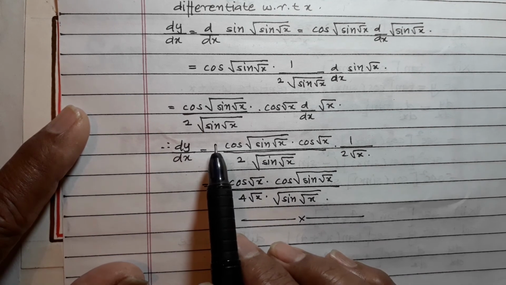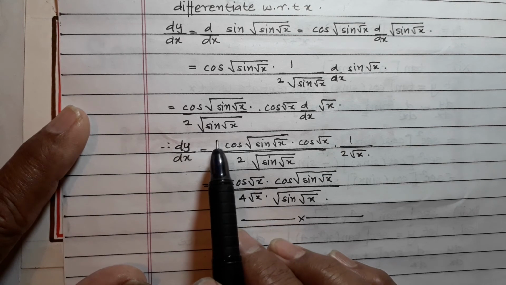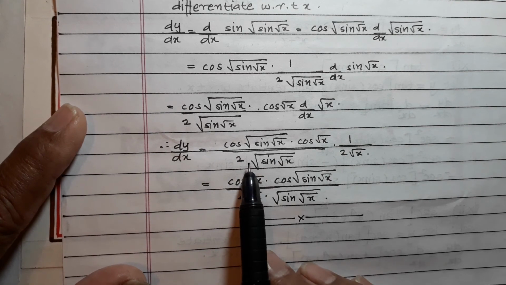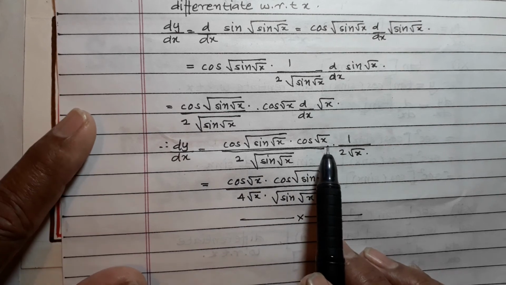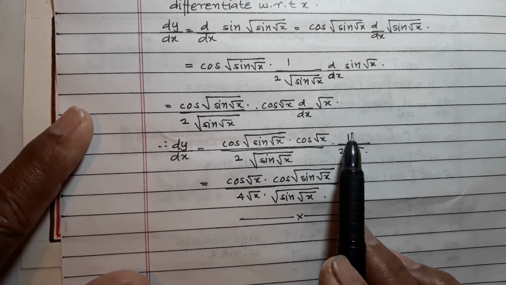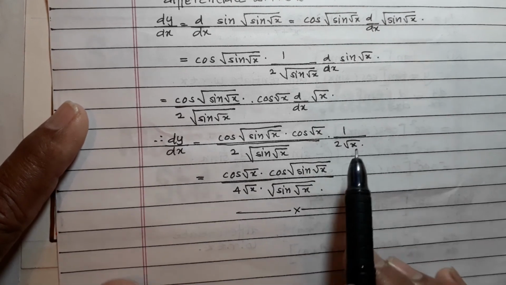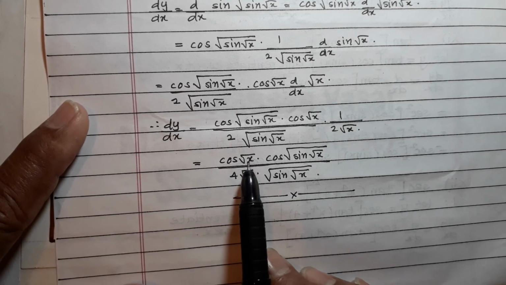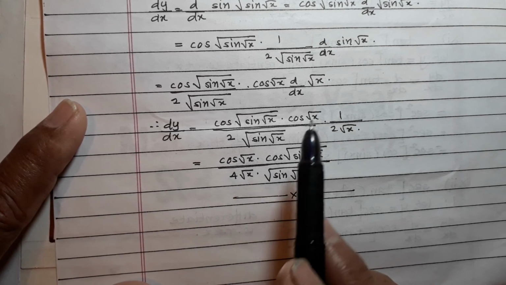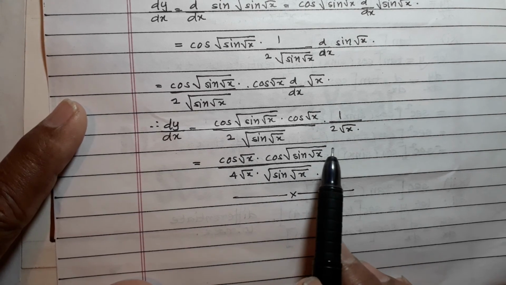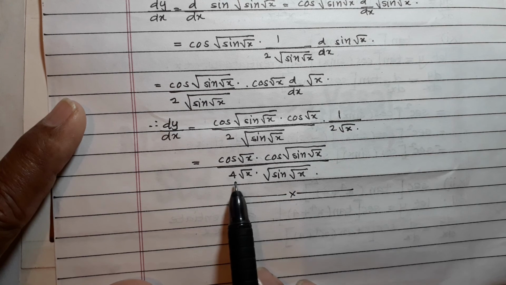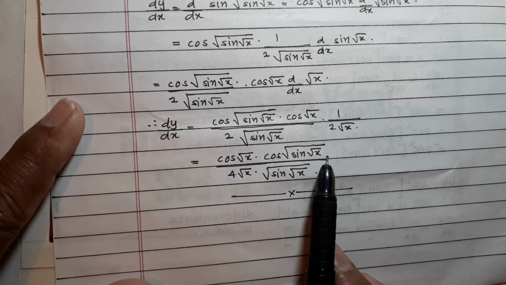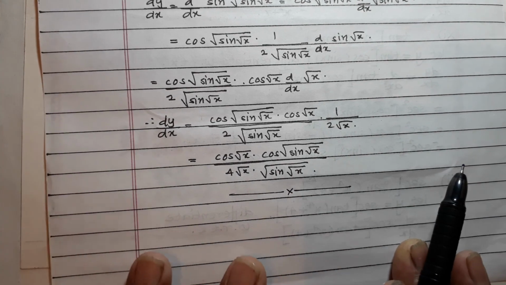So dy/dx is equal to cos(√(sin √x)) upon 2√(sin √x) into cos √x into 1 upon 2√x, the derivative of this, and then you simplify this. So in this case, dy/dx = cos √x into cos(√(sin √x)) upon this, 4√x into √(sin √x). Okay, now today it is enough.